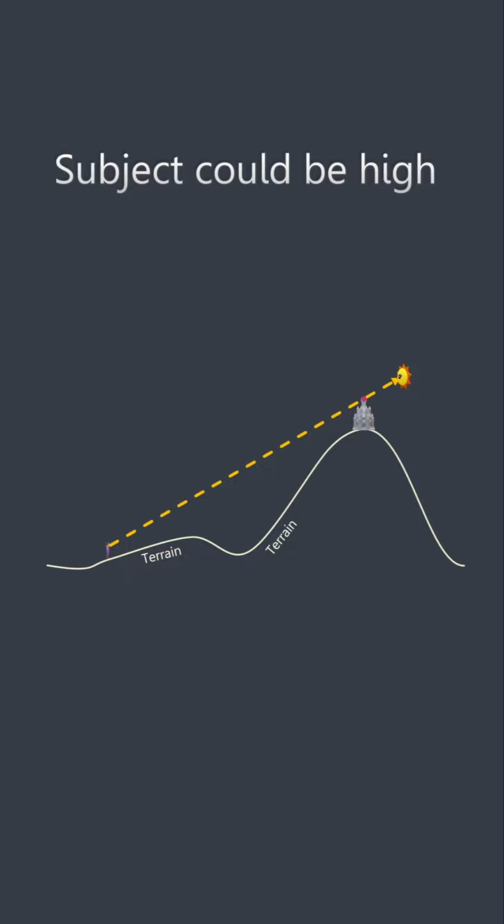It doesn't necessarily need to be at the same level as your camera. In this case, you've got a mountain here, and we've got a subject right on top of the mountain. And in this case, the maximum elevation angle may be more than 6 degrees. The default value could be 12, could be 18. Which means if you are shooting a subject that is way high up in the sky, you need to change the maximum elevation angle. Otherwise, you will not get any result back.